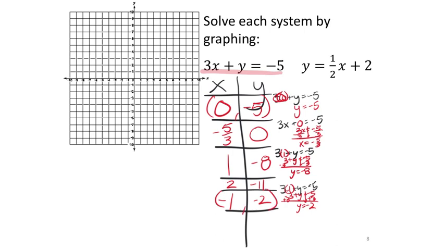In fact, let's go a little bit further and make this an x value that's negative 2. So that's 3x plus y equals negative 5, but I can now replace the x with negative 2.